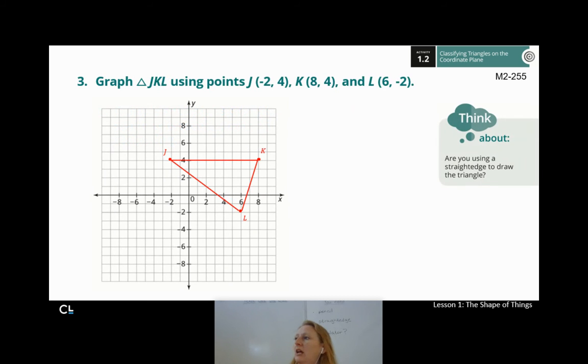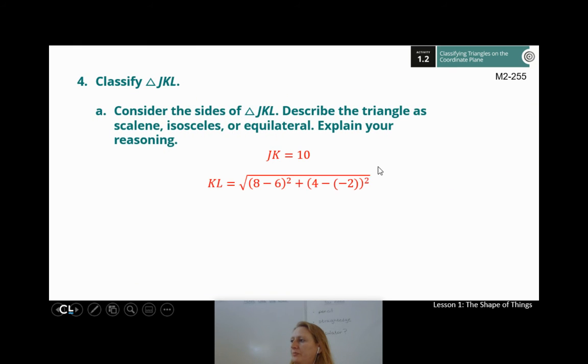So for KL, this is my X, this is my Y, this is my X, this is my Y. So I'm going to subtract my X's, subtract my Y's. So 8 minus 6, 4 minus a negative 2. I need to clean that up a bit. 8 minus 6 is, of course, 2. That's 2 squared. 4 minus a negative 2, that becomes a plus. So 4 plus 2 is 6.